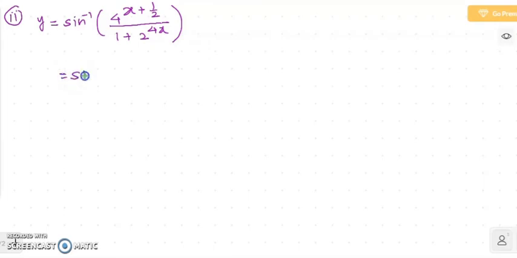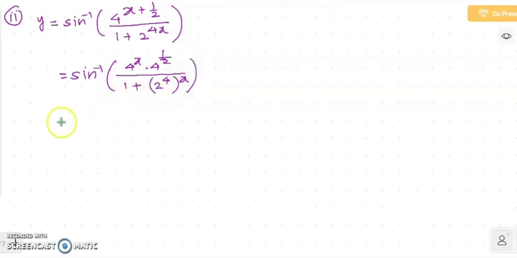I write this as sine inverse of, 4 raised to x plus half is 4 raised to x into 4 raised to half, divided by 1 plus 2 raised to 4x, which can be written as 2 raised to 4 raised to x. This is equal to sine inverse of 4 raised to x into 4 raised to half, divided by 1 plus 2 raised to 4 raised to x.